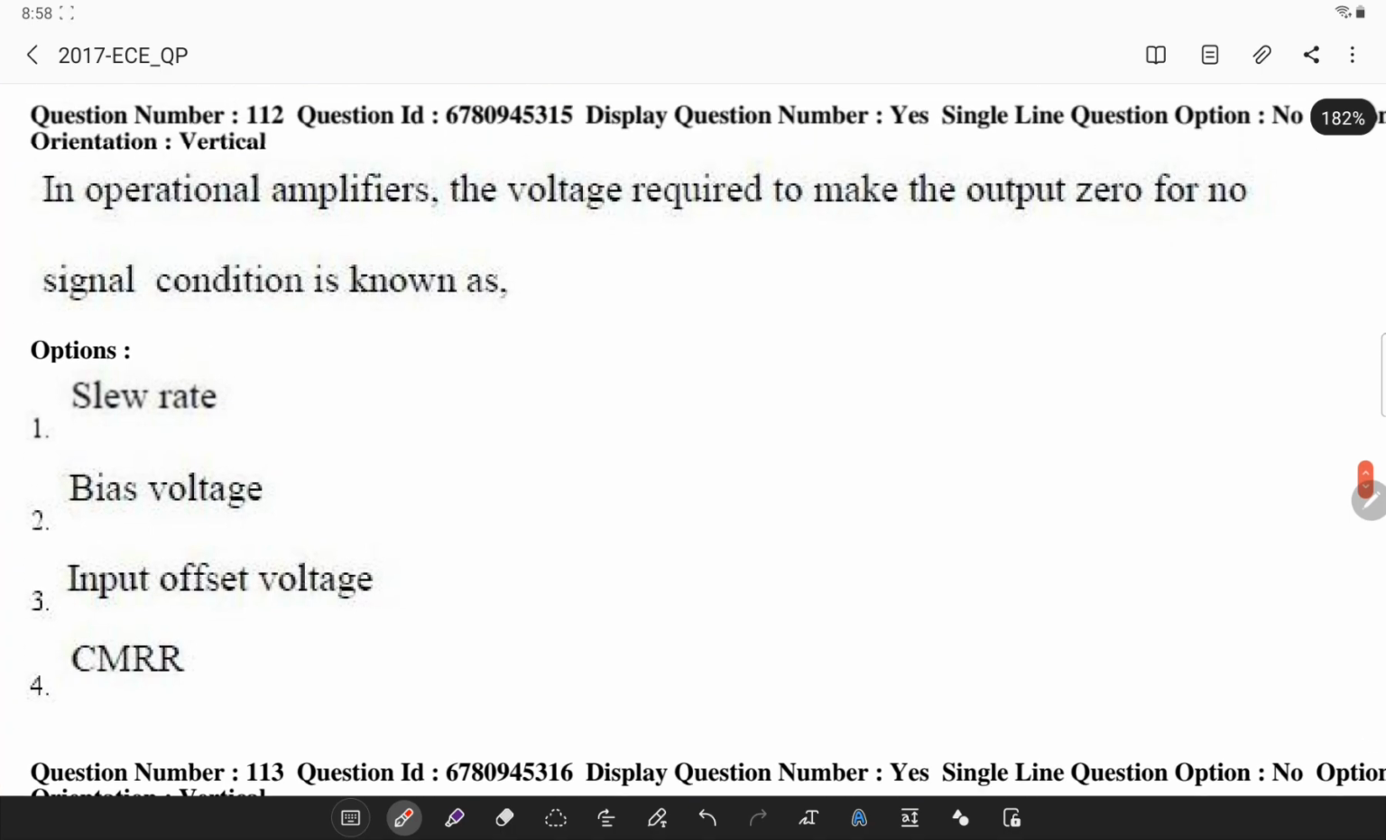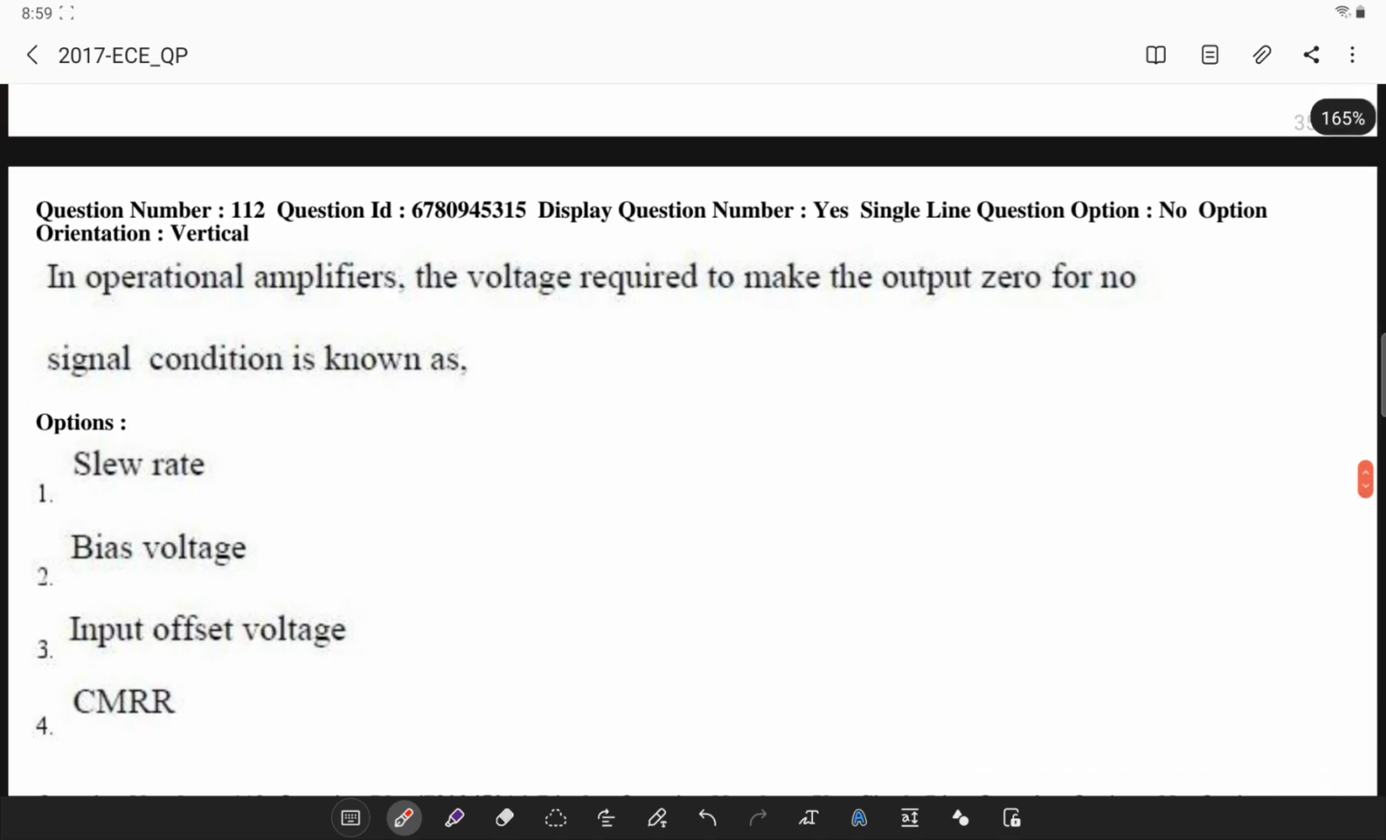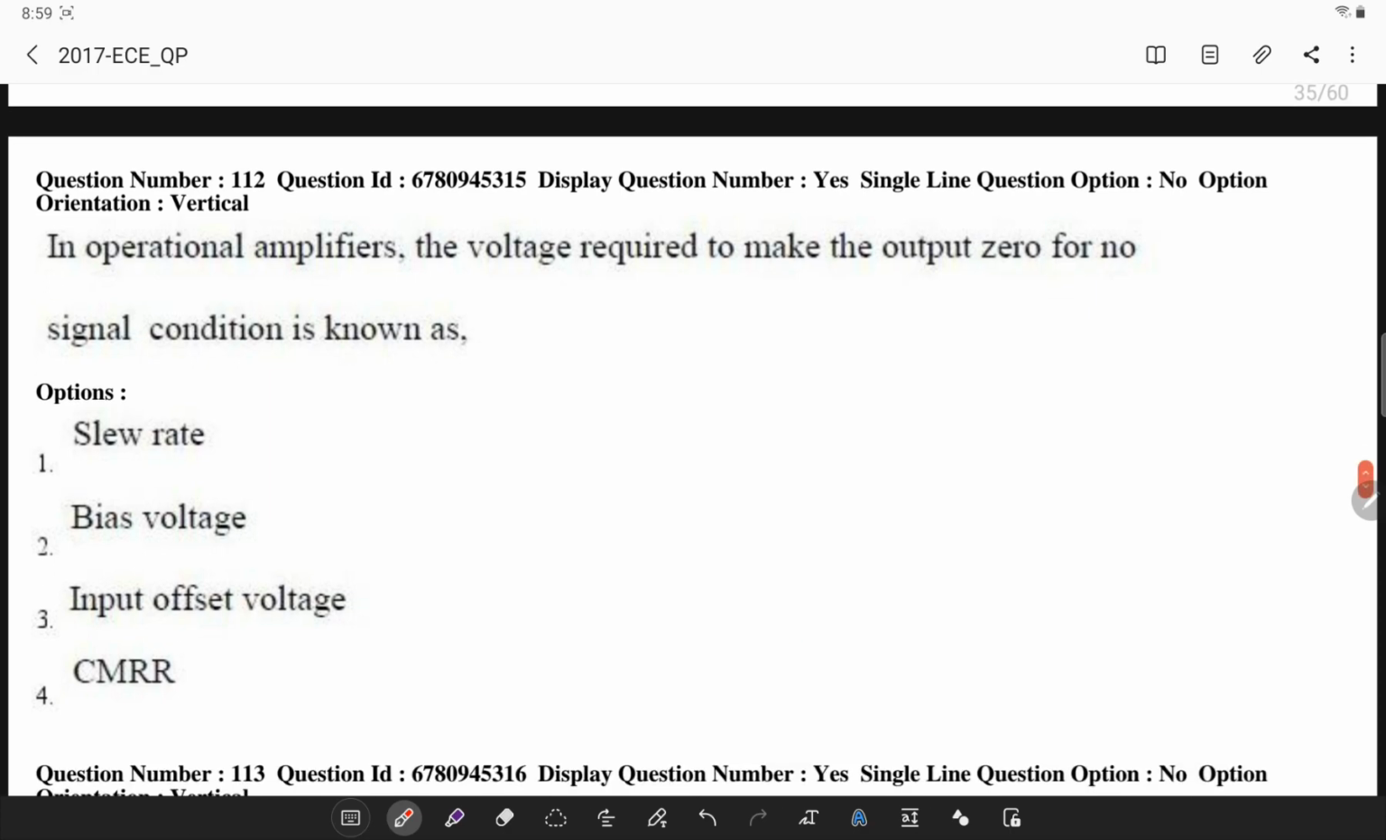Okay, so the next question: in an operational amplifier, the voltage required to make the output 0 for no signal condition is called input offset voltage.